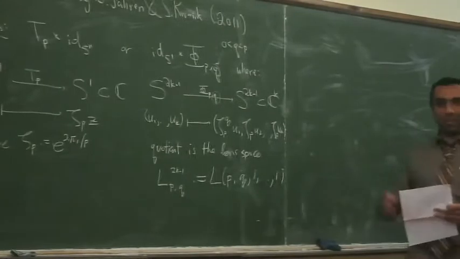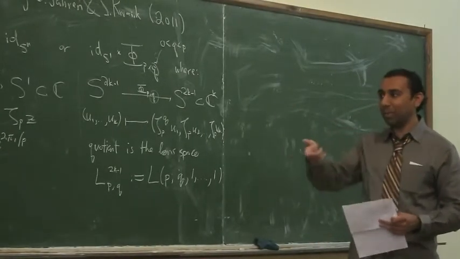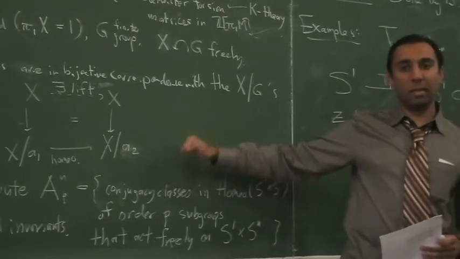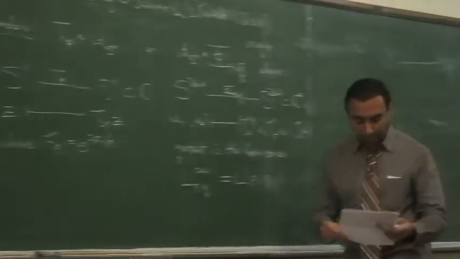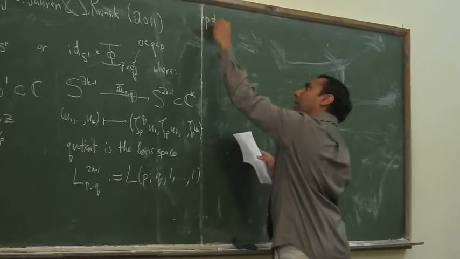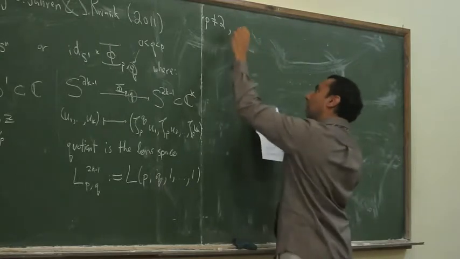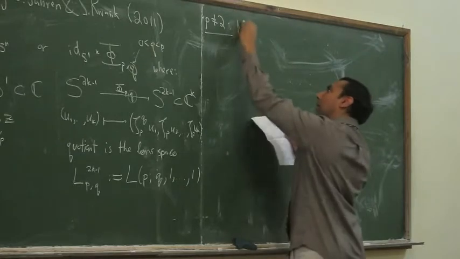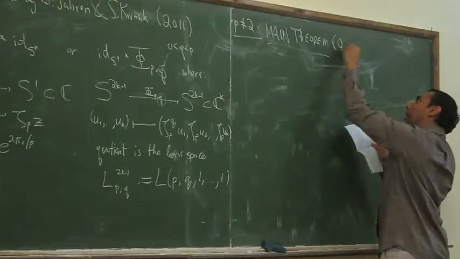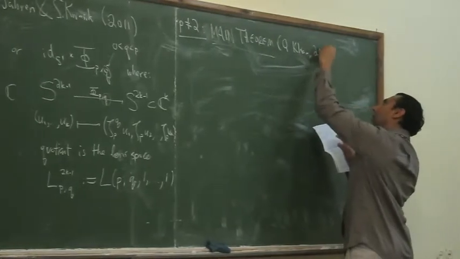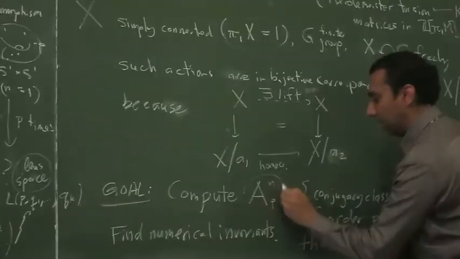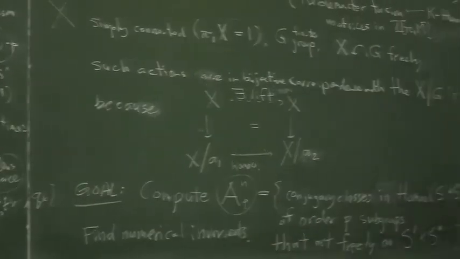So homotopy will come as the first step. Actually, the first step is to go to the quotient, then to homotopy type, then h-cobordism type, and then homeomorphism type. So all these different equivalence relations. Now what is the answer for P not equal to 2? Find some numerical invariants.